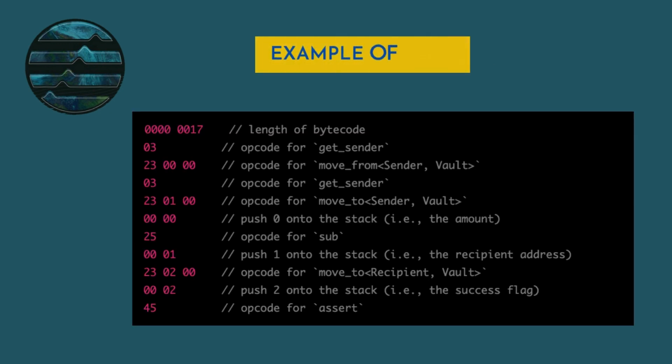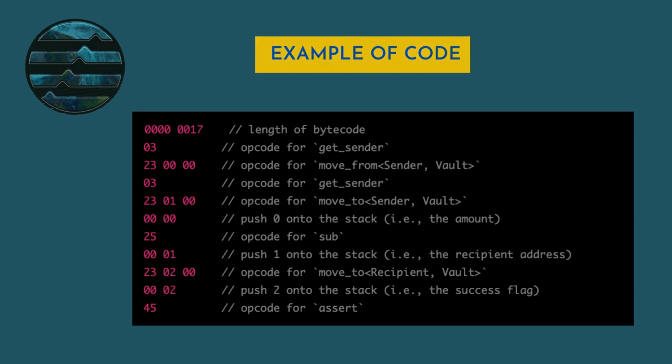Here's an example of Move bytecode for the transfer function we discussed earlier. Each line of this bytecode represents a single instruction, with the opcode listed on the left-hand side and the operands listed on the right-hand side. For example, the first line, 00000017, represents the length of the bytecode, which is 23 bytes in this case. The second line, 03, represents the get_sender instruction, which pushes the address of the sender onto the operand stack.